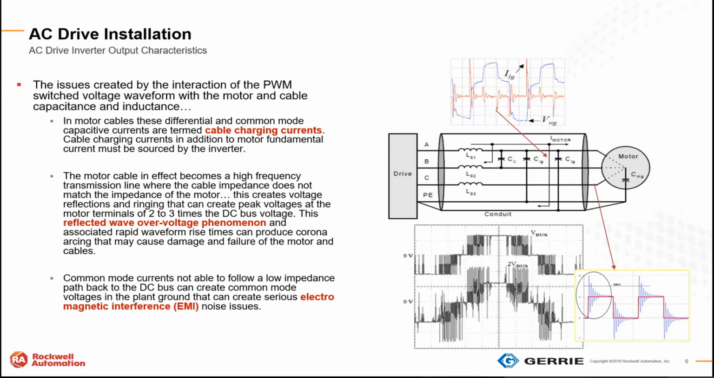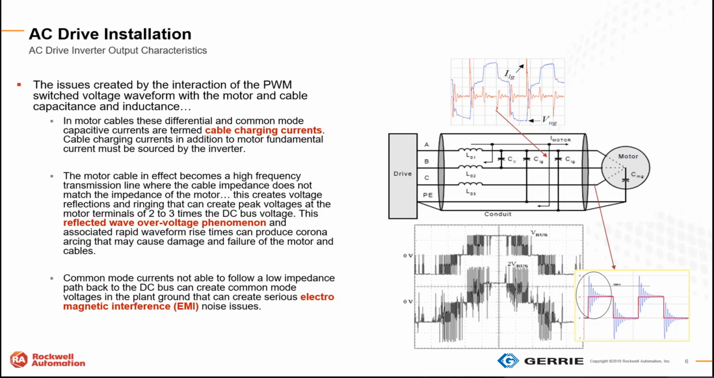All PWM AC drives produce that square, pulsed output. It's not just PowerFlex drives or Rockwell drives; all drives do it. We use the same theory or technology behind it. There are three important effects produced by the high frequency current and voltage output of a PWM inverter. The first is the differential and common mode high frequency current, referred to as the cable charging current, that must be sourced by the AC drive.